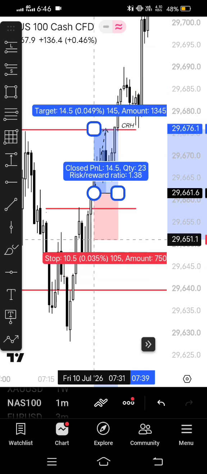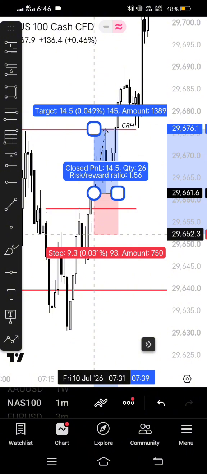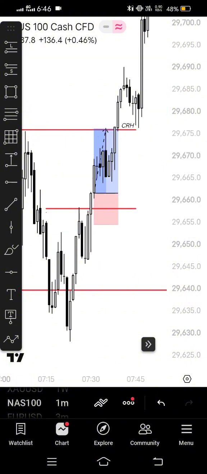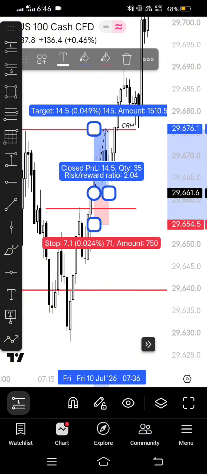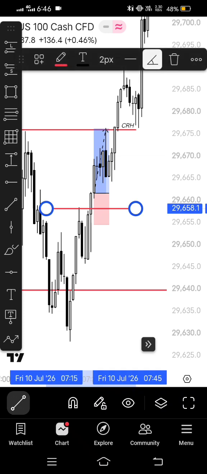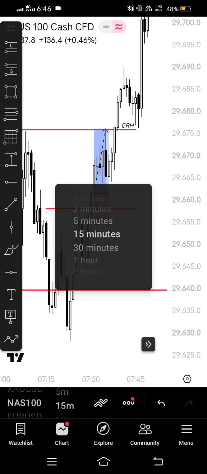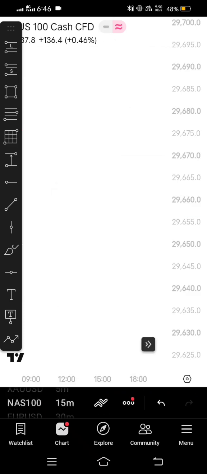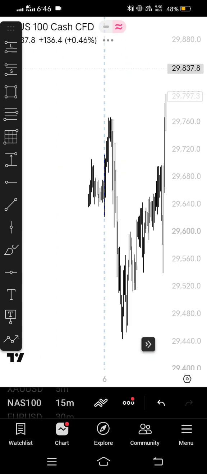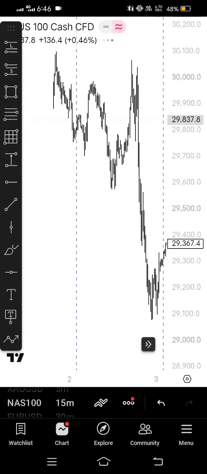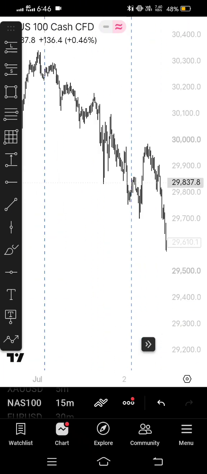Okay, so for example, you can also target 1:5 or 1:2 here, and it does smash in a few minutes. So this was the first example of the day, which happened in New York. Now we will mark this second example from the Asian session.